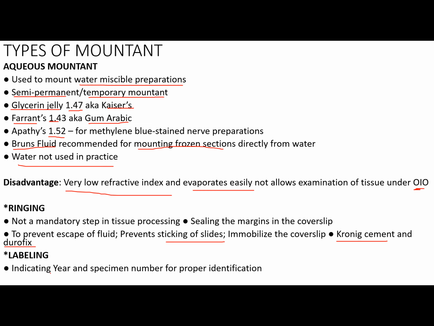Labeling, class, indicates the year and specimen number for proper identification. So in labeling, the slide includes the year and the specimen number for proper identification. So for example, we could write 24, then 001. Or if it's in the year 2022, you could write 002.